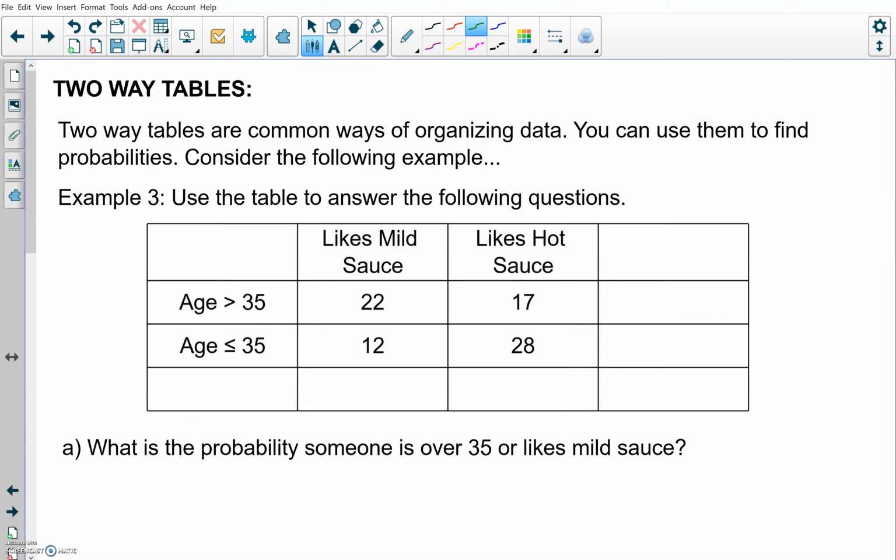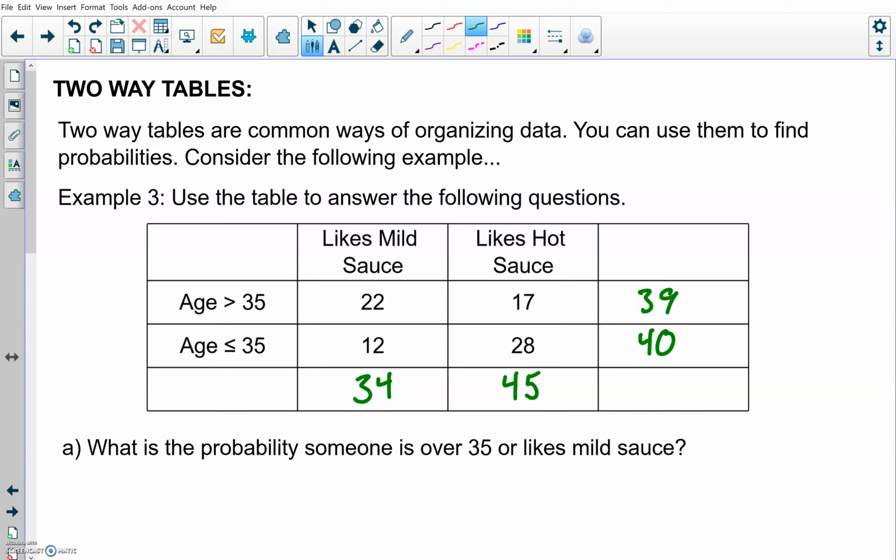So with these two-way tables, you can easily break things down and look at these little individual categories that are overlaps or intersections of two different qualities. You can also total up the column and get, in this case, the total number of people that liked mild sauce, or the total number of people in this study that liked hot sauce. You can also add across the rows and get the total number of people over 35 in the study, or less than or equal to 35.